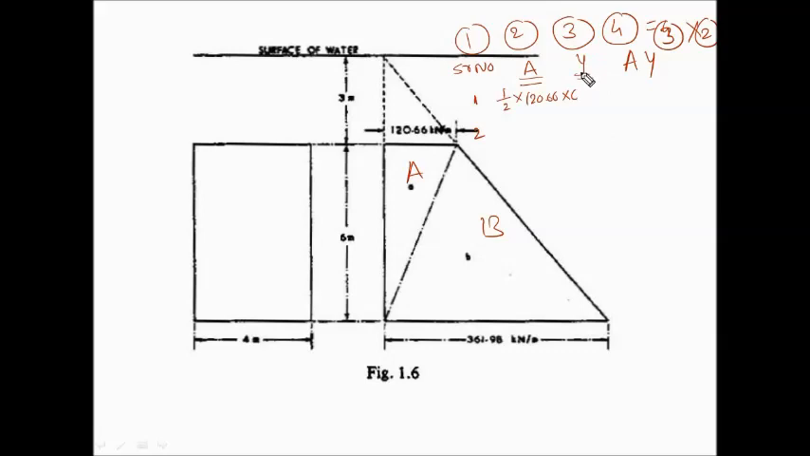Then the centroid of this triangle from the reference axis. Now what I am doing is taking the reference axis, which is this one. This is the x-axis, this is the y-axis. So I am going to measure the vertical distance only from this x-axis.